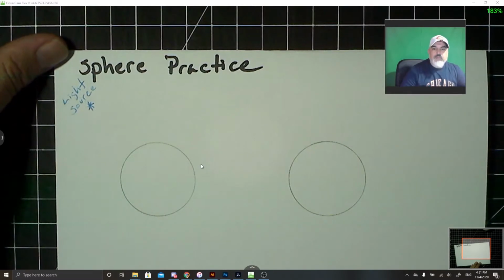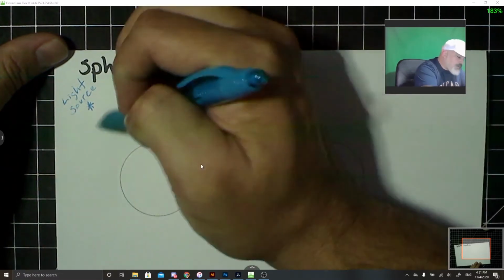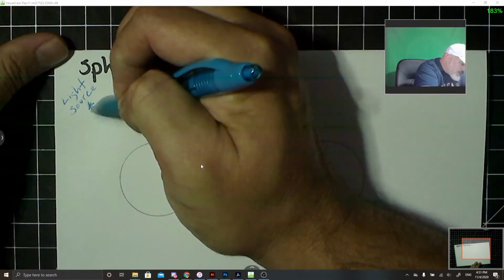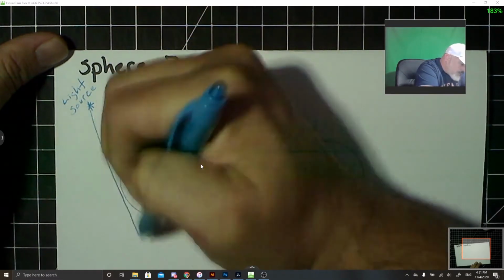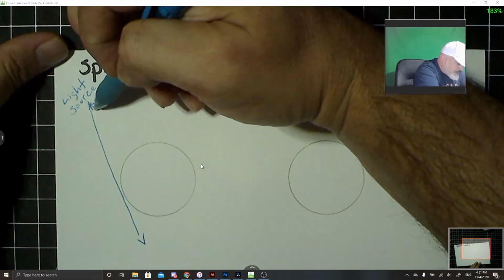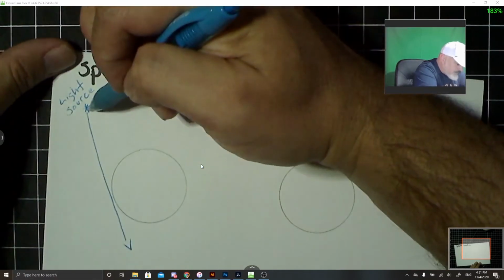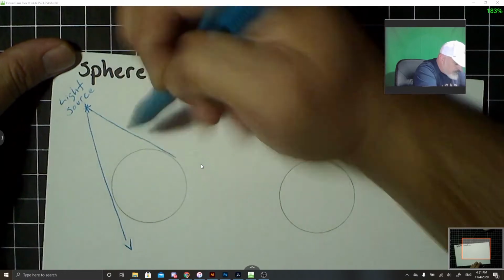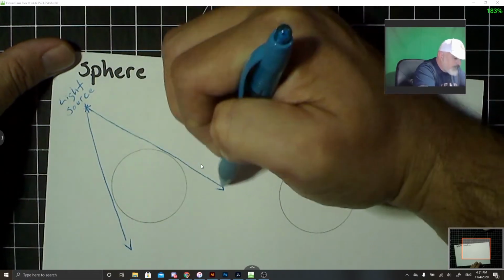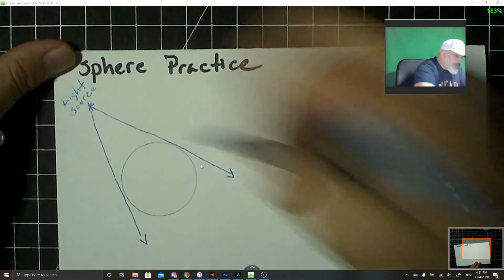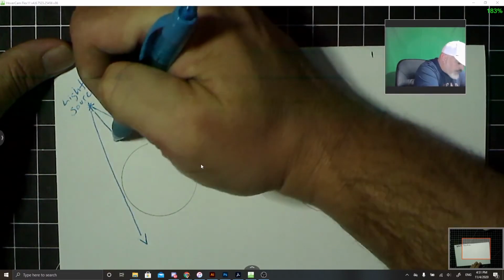And light only travels in one direction. It travels in a straight line. It doesn't bend, it doesn't warp, it doesn't wrap. So when you're doing this, I'm going to put some vectors down. Okay. And then I'm going to put just another one to indicate light here.